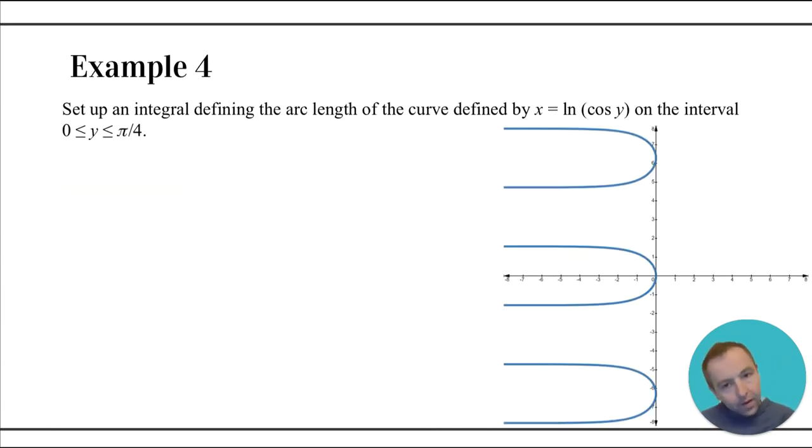All right, so I want you to see an example now where we can do arc length, but also integrate with respect to integration limits that are on the y-axis. Here, we're going to set up an integral that defines the arc length of the curve defined by x equals the natural log of cosine y on the interval 0 less than or equal to y less than or equal to pi over 4.